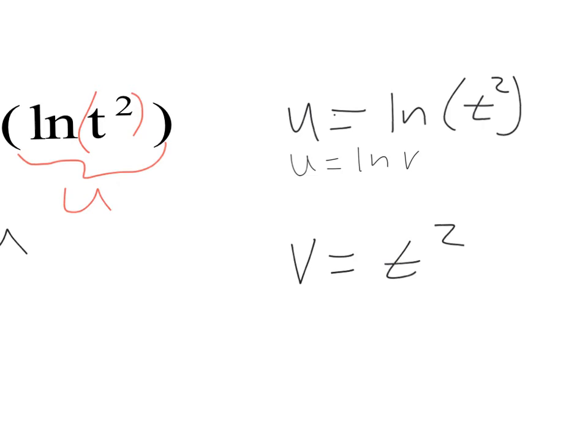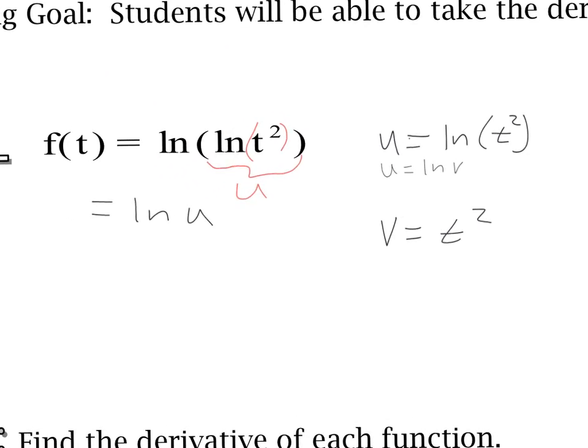Doesn't really matter what order you do this in. We could pick whichever order we want, but I like to go to the simplest thing first and then kind of work my way back. So what is the derivative of v, or what is dv? Well, that's easy. It's just 2t.